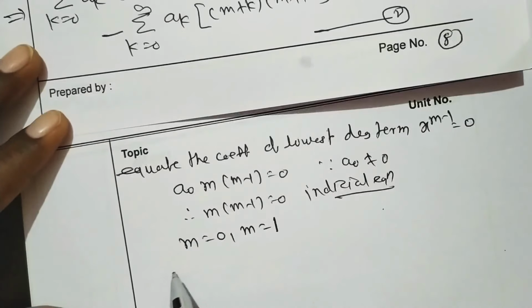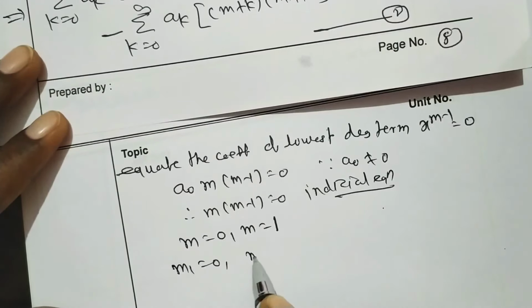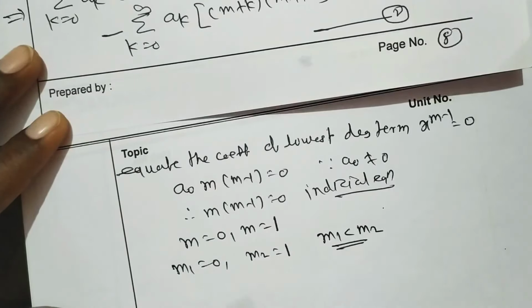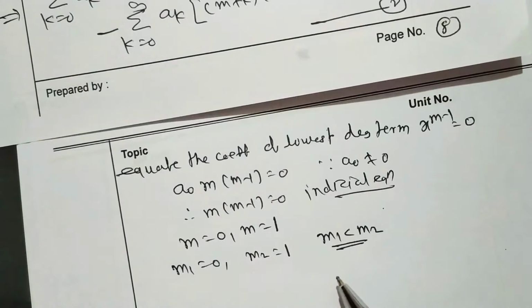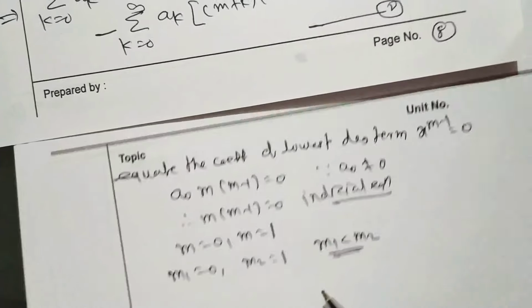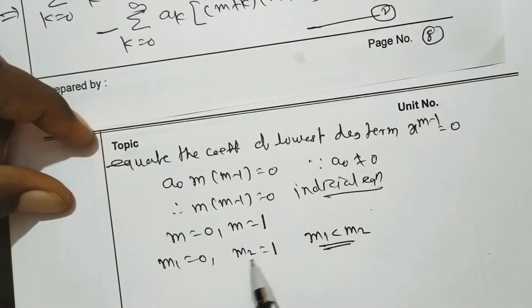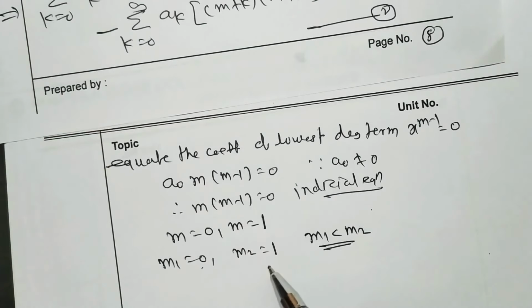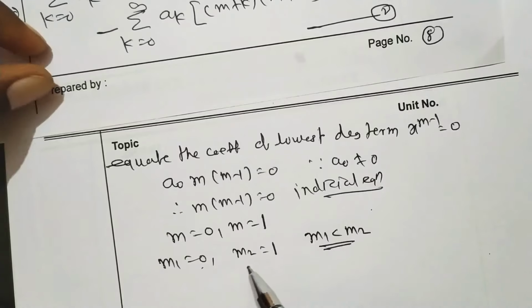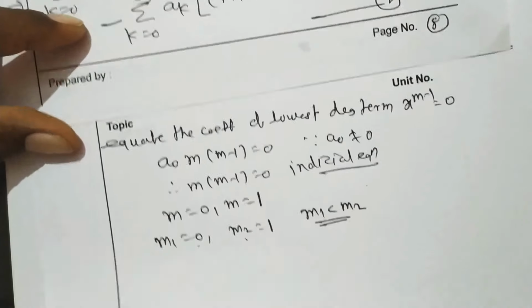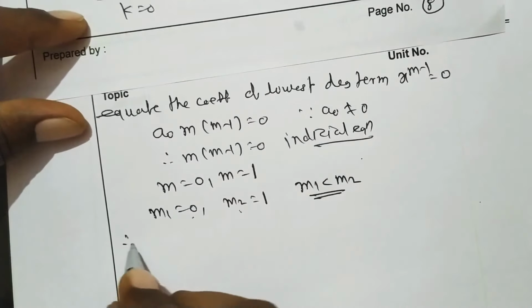Suppose m1 equal to 0 and m2 equal to 1, then m1 is less than m2 and m1 is not equal to m2. Which case is applicable here out of the three cases, 1 or 2 or 3? Here the roots are distinct and differ by an integer, meaning if we take the subtraction of m1 and m2, that is 1 minus 0 is 1 or 0 minus 1 is minus 1, and we know that 1 and minus 1 are both integers. So here m1 and m2 differ by an integer, so we have to use the third case, and using the third case, what is the solution?